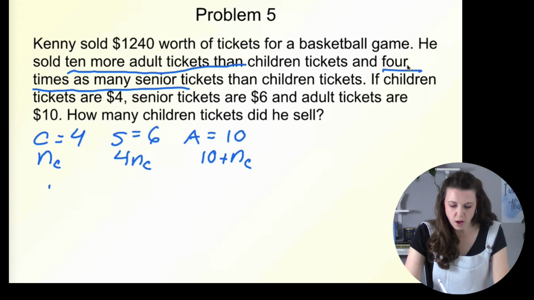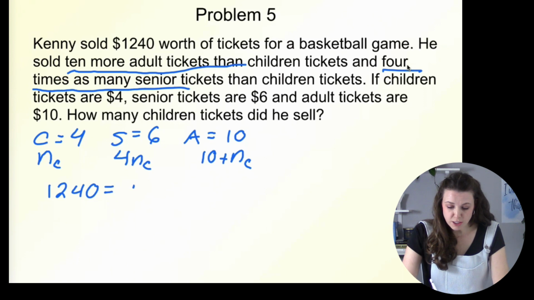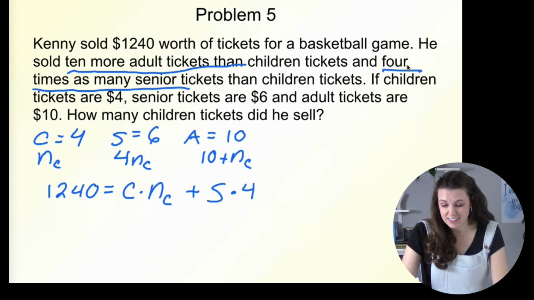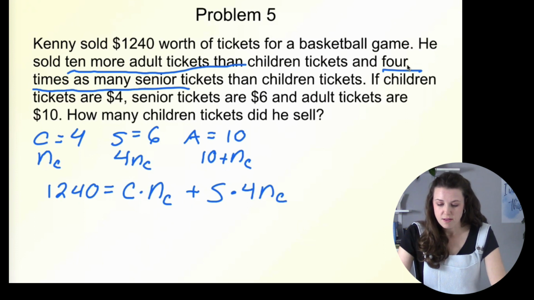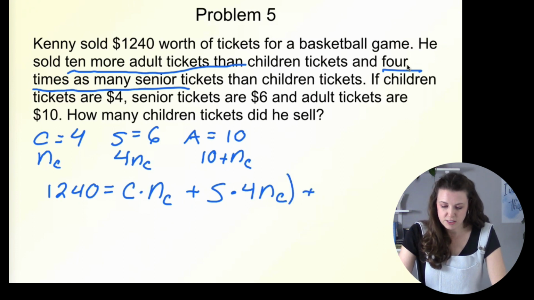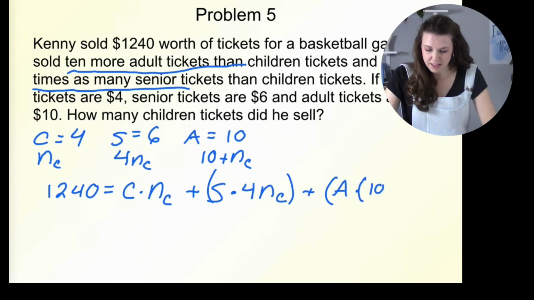So we're going to say the 1,240 tickets equals children's tickets times the number of children's tickets plus the senior ticket times the 4NC, because that's how many senior tickets there are, plus, I'm going to put this just in parentheses here so we keep it in order here, plus adult tickets times 10 plus NC. Okay.